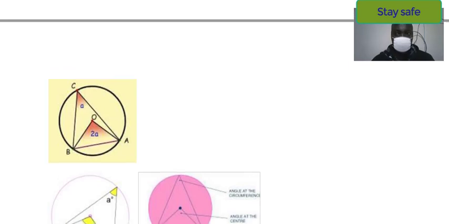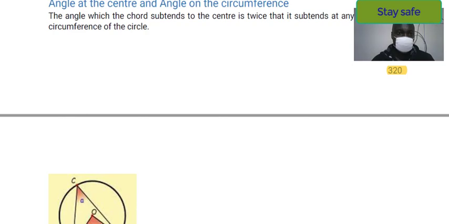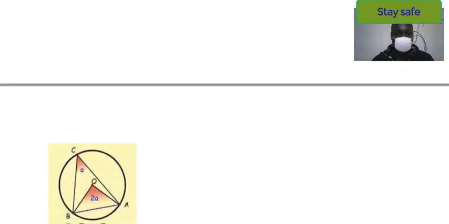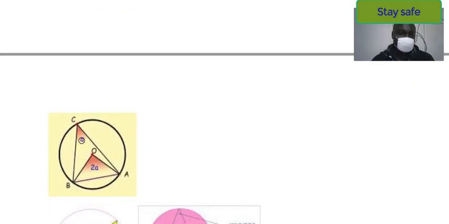The property says that the angle which the chord subtends at the center is twice that which it subtends at any point on the circumference of the circle. That is the whole meaning of that property when it comes to the diagram. This angle is subtended by this chord at the circumference. Then at the center, this is center O, this angle is twice the one that is subtended at the circumference.